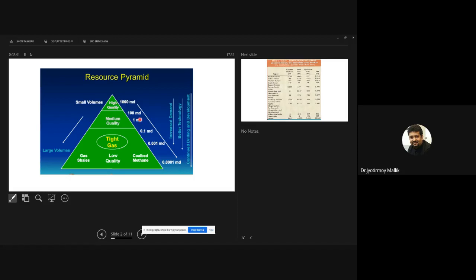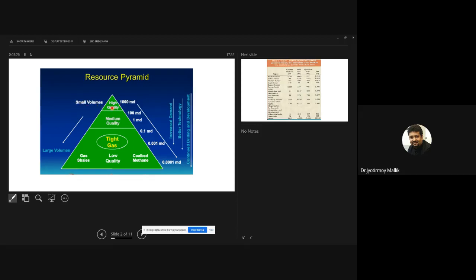Now, what you are observing, the interesting thing, is that these tight gas, shale gas, coal bed methane are very difficult to actually take out of the ground because of very low permeability, right? But they are very large in volume. But as that permeability increases and the resource becomes more permeable and easy to extract, you can see for the high quality conventional reserve, the volumes are considerably small.